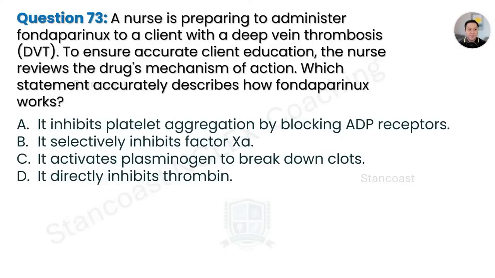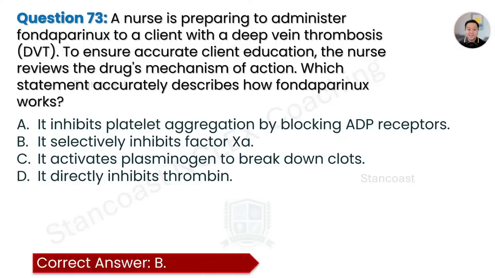73. A nurse is preparing to administer fondaparinux to a client with DVT. To ensure accurate client education, the nurse reviews the drug's mechanism of action. Which statement accurately describes how fondaparinux works? A, it inhibits platelet aggregation by blocking ADP receptors. B, it selectively inhibits factor 10A. C, it activates plasminogen to break down clots. And letter D, it directly inhibits thrombin.